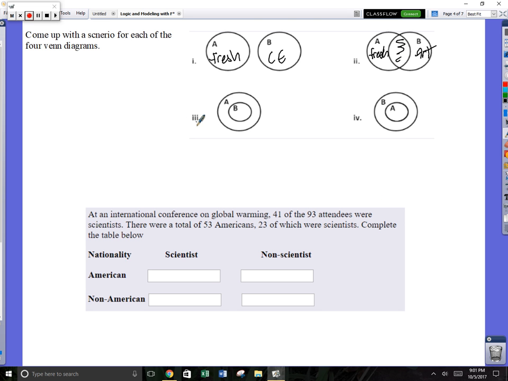Okay, now set 3. Let's do this. So the bigger set A could be kids at Delta High who get fall break. And then living in that set is a unique set of students that are freshmen.